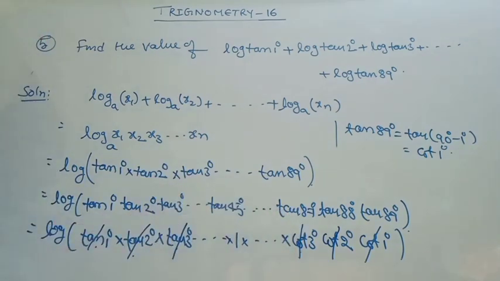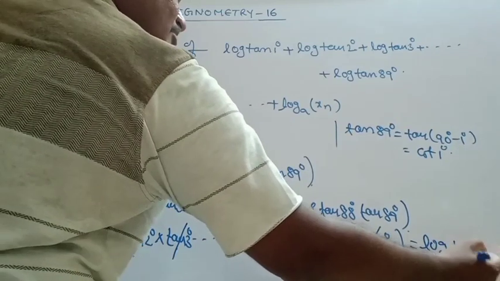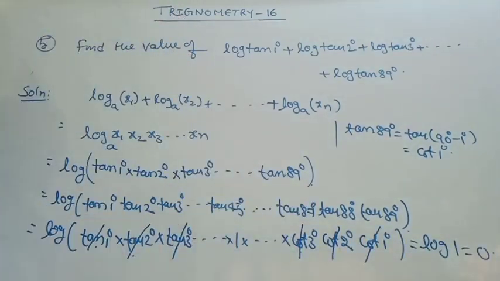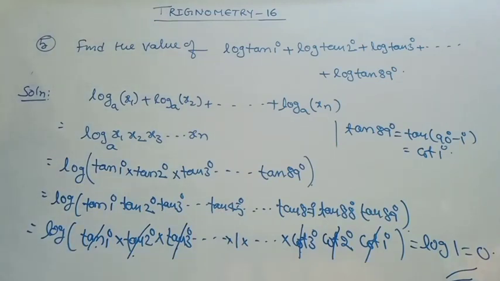Now finally, what is left after all this is log of 1. This log 1 value becomes what? 0. In this way, the total value becomes 0. Log 1 is 0, right?